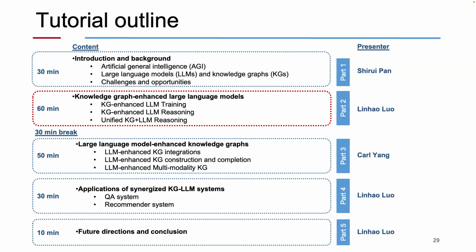Thanks, Ray, for the great introduction about our goal of integrating large language models and knowledge graphs toward artificial general intelligence. So in my part, I will give a presentation about how we can utilize the knowledge graph to enhance the large language model. It can be combined in 3 ways. First, we can utilize the knowledge graph as a data source, using the information from the knowledge graph to help large language model training, so we can get a better knowledge enhanced large language model.